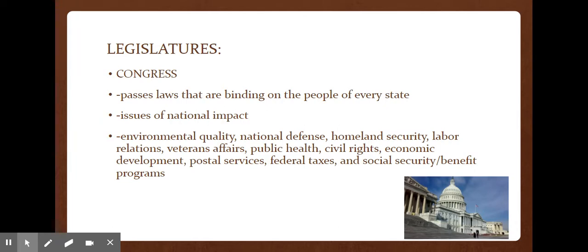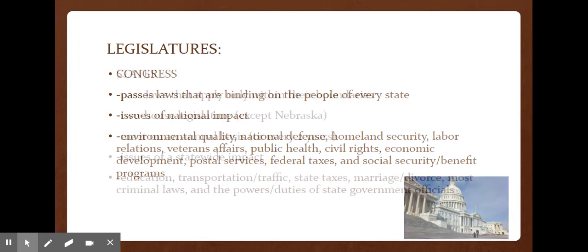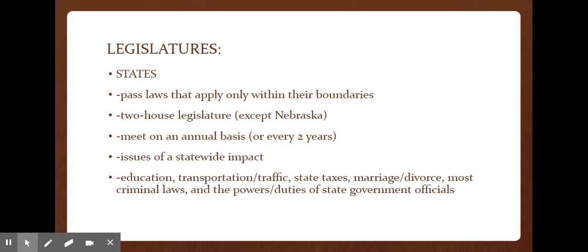Now, the next level down, of course, is the state legislature. And as I was saying, they pass laws that apply only within their boundaries. Most states, except for Nebraska, have a two-house legislature, much like Congress. They tend to meet on an annual basis or every 2 years. Again, it depends on the state and the state constitution. But they tend to meet on an annual basis.